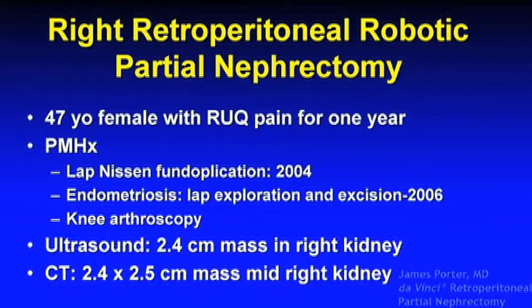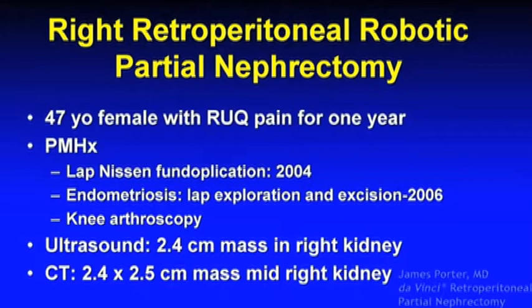We're going to do a retroperitoneal approach today for partial nephrectomy. This is a 47-year-old female who presented with right upper quadrant pain for 1 year. She has a past medical history significant for distant fundoplication in 2004 and then exploratory laparotomy for endometriosis in 2006. She presented with this pain and underwent an ultrasound which showed a 2.4 centimeter mass in the right kidney, and then a CT scan revealed a 2.4 by 2.5 centimeter mass in the right kidney.